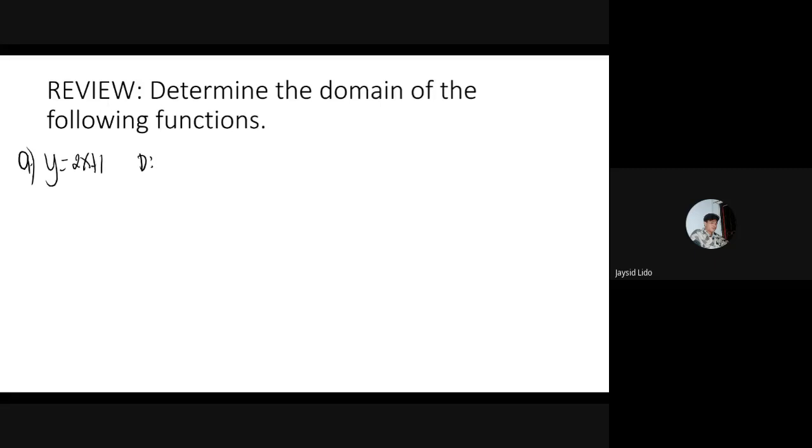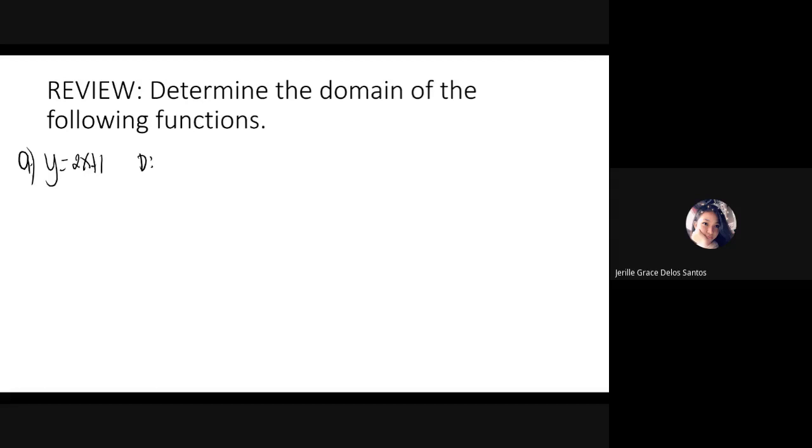First, what kind of function is that? If you are having difficulty stating the domain of letter A, what kind of function is it first? Is it a quadratic function? Is it a rational function? Is it an exponential function? Is it logarithmic? I don't think so. Is it a linear function? Is it an absolute value function? What kind of function is that? That's correct, it's a linear function.